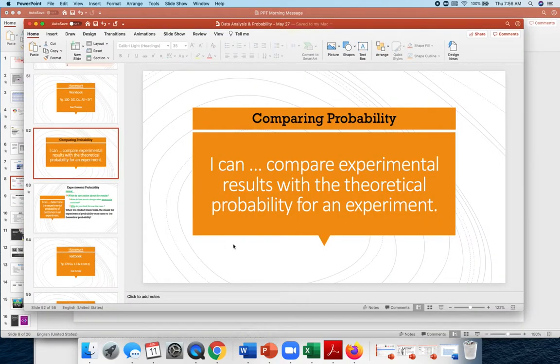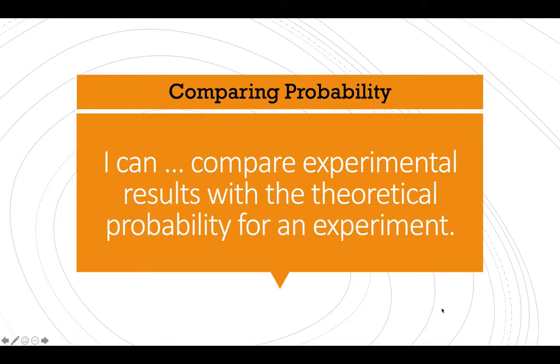Okay, so today, this is our very last thing that we're writing down. So a new page. June 11th, comparing probability. I can compare experimental results with the theoretical probability for an experiment. So basically, we're combining the past two days now.